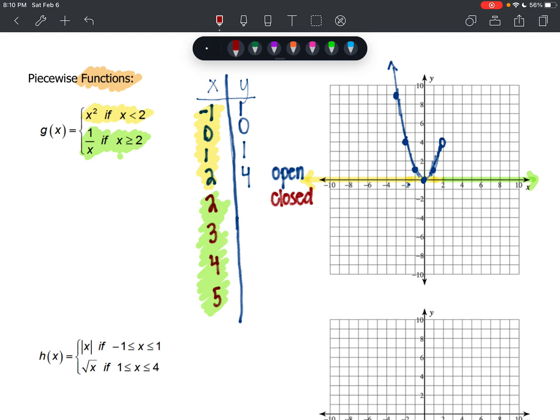Okay, now we're going to put 2 into the green function. So 1 over 2 is 1/2. And then we put a 3 in. 1 over 3 is 1/3. And we put a 4 in and we get 1/4. And we put a 5 in and we get 1/5. And these fractions are going to continue to get smaller.